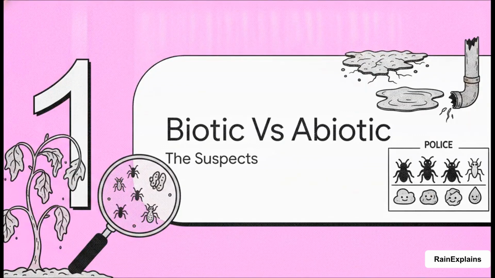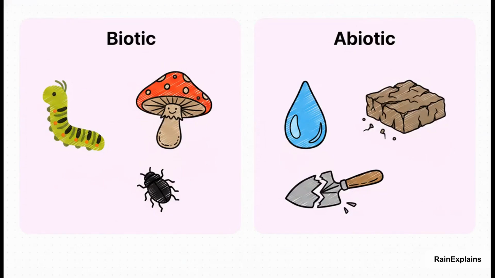All right, Section 1, biotic versus abiotic suspects. To solve this mystery, we first need to divide our perpetrators into two distinct lineups. Whenever a plant is in distress, the cause pretty much always falls into one of these two categories. First, you have biotic factors. These are the living threats, your fungi, bacteria, viruses, and insects.